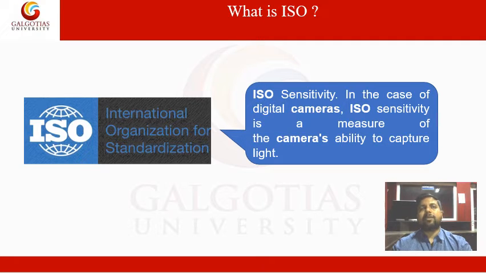If the number is 100 ISO, that means the sensor is less sensitive towards light, which means there is sufficient light. If light is sufficient, then the sensor sensitivity will be a smaller number. If light is not sufficient, then we have to use a higher number, that means we have to use more sensitivity in a sensor. So ISO is the sensitivity of a sensor.